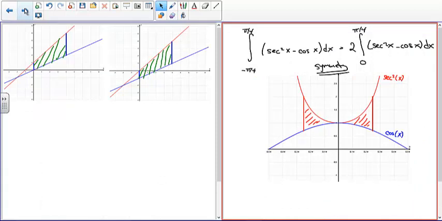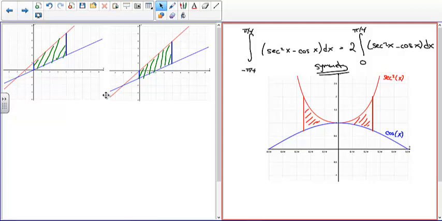Okay, so here's the next problem. This is using trig functions. The question was, what is the area between the curve secant squared of x and the cosine of x between negative pi over 4 and positive pi over 4? If you didn't have the graph, that's how the problem would be stated. So let me write it down as if you haven't seen any of this yet.